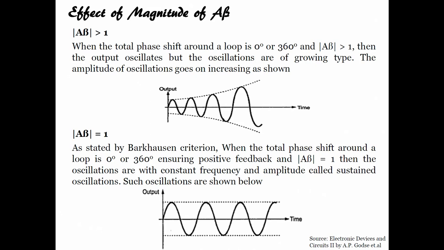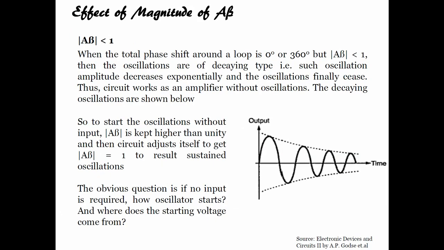But if I have A beta less than 1, then what will happen? Then the total phase shift around the loop is 0 degree or 360 degree. Every time we have to write this sentence, phase shift should be 0 degree or 360 degree, but if I have A beta less than 1, then I will see a damping type of oscillation, or we can say decaying. The oscillations are decaying.